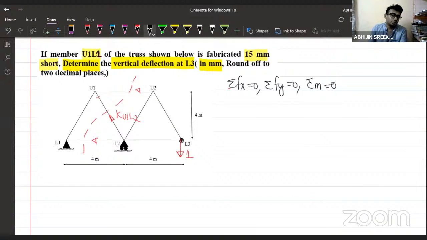Okay, this is U1 L2. U1 L1 will not be having any influence on this member. Why? Because it is not having a lack of it. Only this member is having a lack of it. That's why I have changed it.